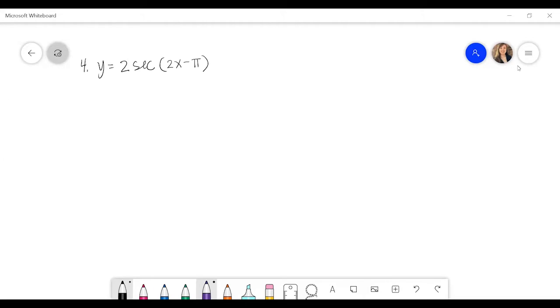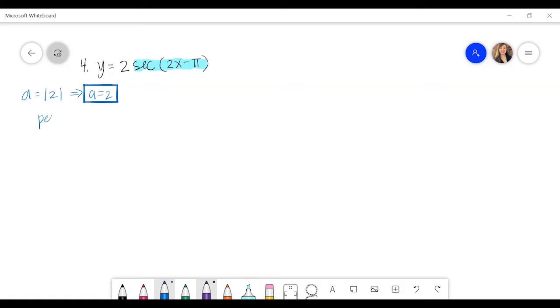Okay, very last one for this group. So we're looking again at secant. The emphasis is going to be on the actual secant portion when it comes to the reciprocal, right? So we are looking at the same stuff. Amplitude is 2, no reflection this time. So just 2, no need to worry about flipping it.